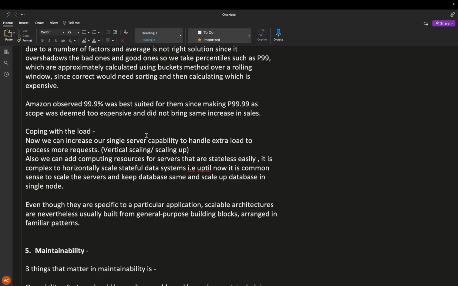Horizontal scaling takes a different approach. We easily add new computing resources for servers that are stateless.